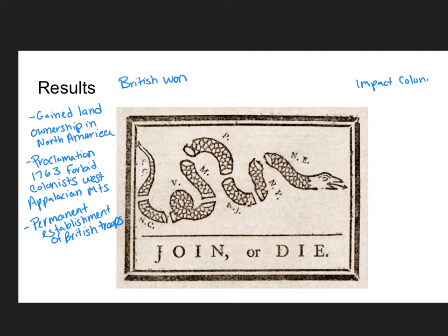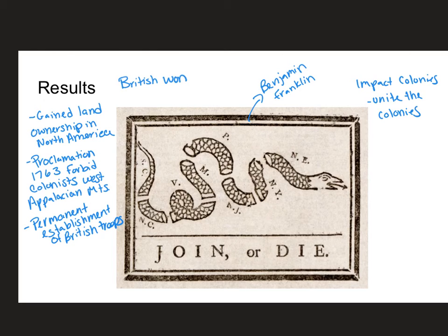Well, first, it encouraged the colonists to unite. So what we see here, our join or die poster, was created by Benjamin Franklin, because he wanted to unite the colonies. He was telling them, if we don't come together as one, then we aren't going to survive.